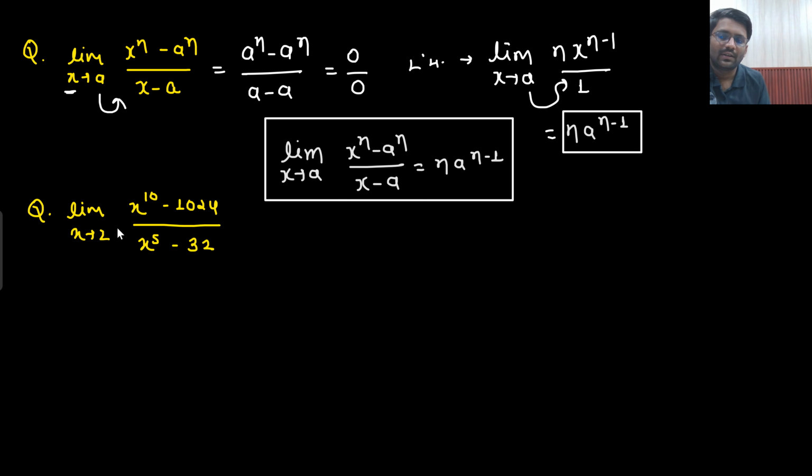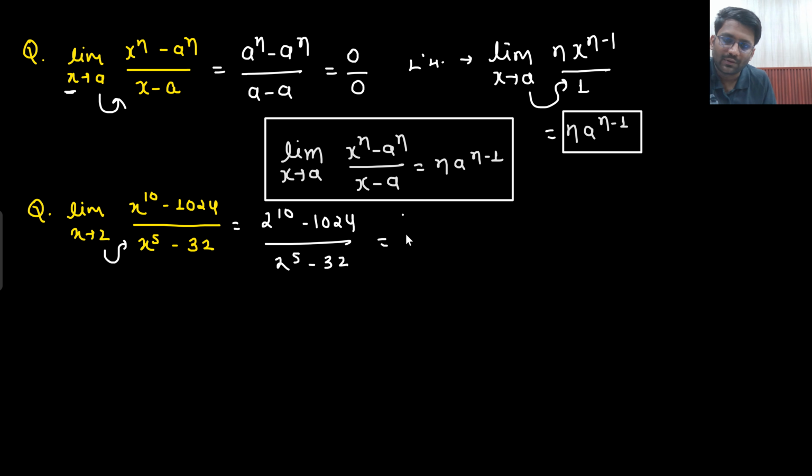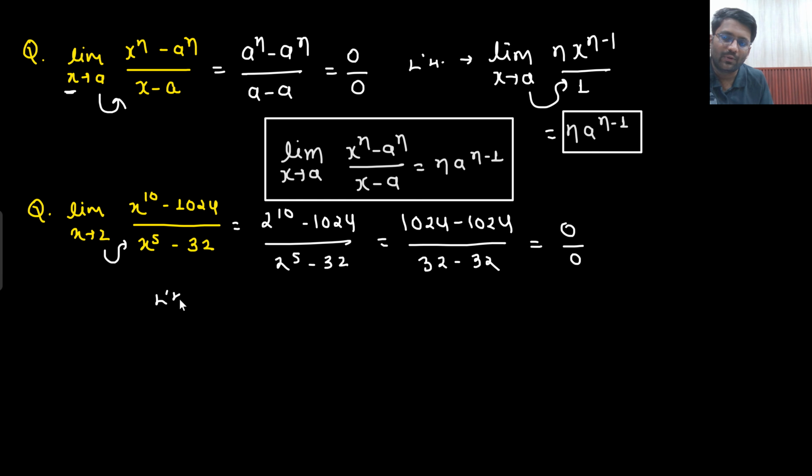What about this one? If you put 2 here directly, so 2 to the power 10 minus 1024 divided by 2 to the power 5 minus 32. So 1024 minus 1024 divided by 32 minus 32, 0 by 0. Indeterminate form. Again sir, L'Hopital rule you apply. L'Hopital I will apply. So sir, limit x tending to 2.